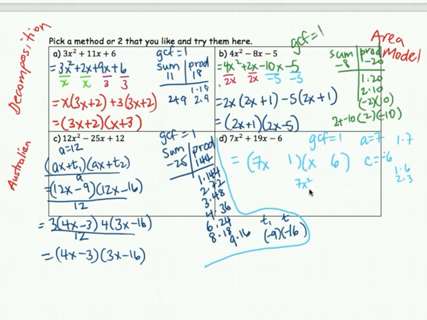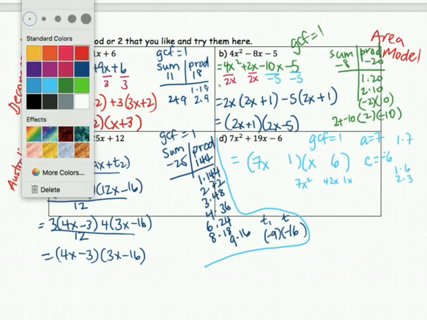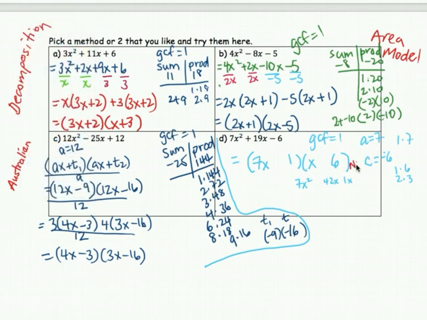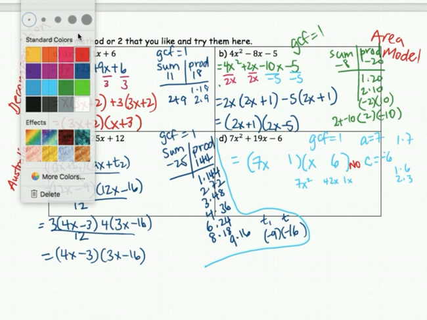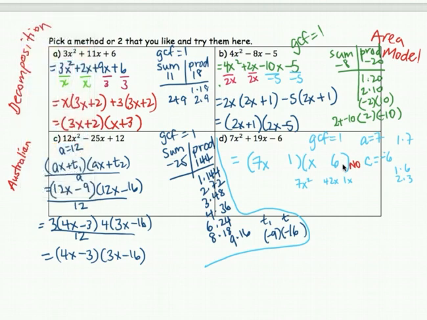7 times x is 7x squared. Okay, so that's good. All right, so then from here, outer, 7 times 6 is 42. Right, so in your head you're thinking 42, and then the middle inner is 1x, right? These two numbers will not add or subtract to make 19. So you know, oh, okay, this is not what is going to work. This is a no, okay? So then you're going to now guess and check another solution here.